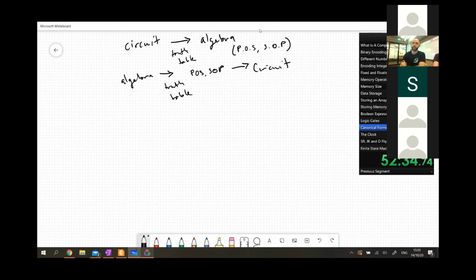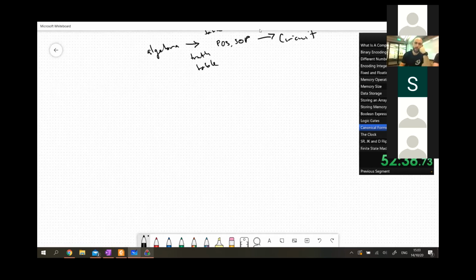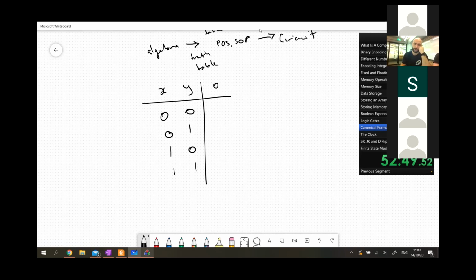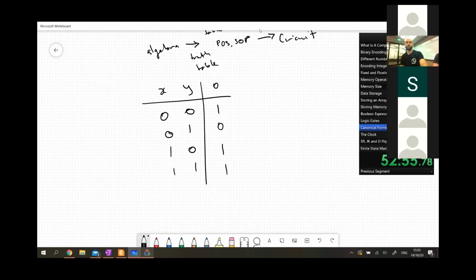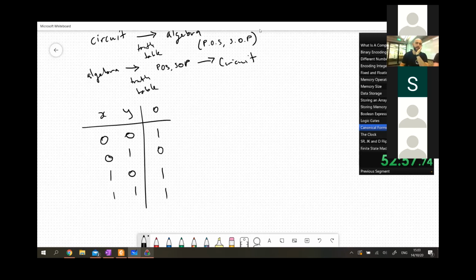All right, so we're going to look at how to do the product of sums and sum of products stuff. All right, so let's say we've got this truth table, x, y. This is going to be real simple. 0, 0, 0, 1, 1, 0, 1, 1. And output, let's just do something weird. 1, 0, 1, 1. Okay?